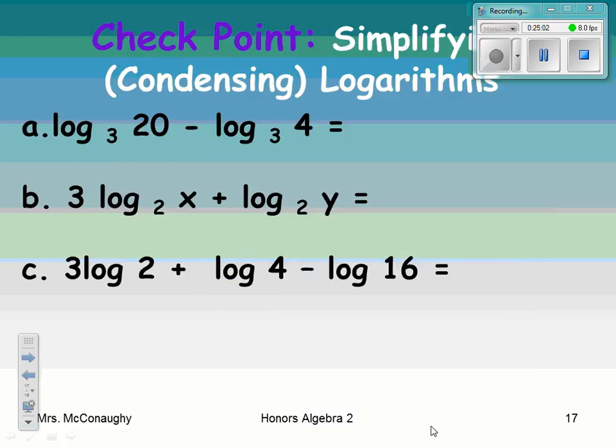All right, let's see if we got it. Let's rewrite it as condensed log, okay? Letter A, we don't need to move anything. Letter A, we're doing good, don't have to move anything. So it's subtraction, so I'm going to rewrite this as a division problem. So it's going to end up being log base 3 of 20 over 4. Now, is 20 over 4 simplified? No. 20 divided by 4 is equal to 5. Log base 3 of 5 would be our final answer.